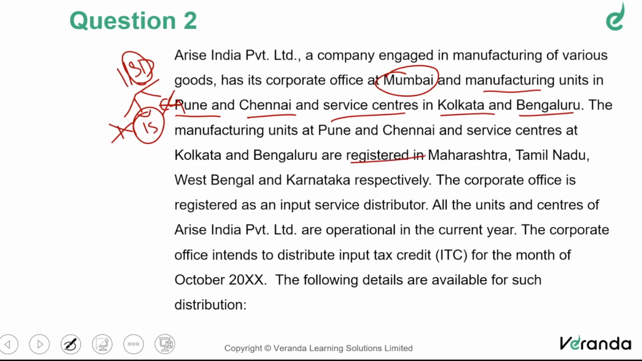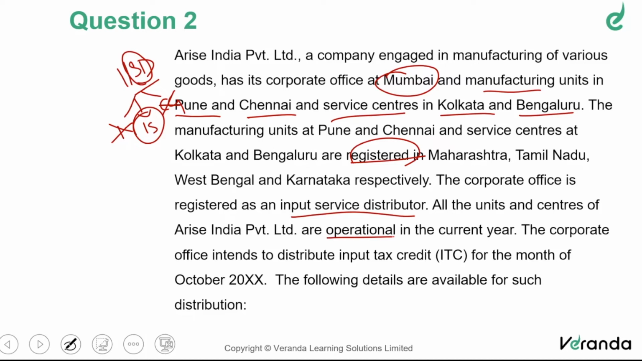The corporate office is registered as an input service distributor. Need not even say, looking at the question itself, everybody will guess. 100% of the students will guess this ISD only. Typical question. All units and centers of Arise India are operational during the current year. So all of them are registered. Point number 1, they're also operational.